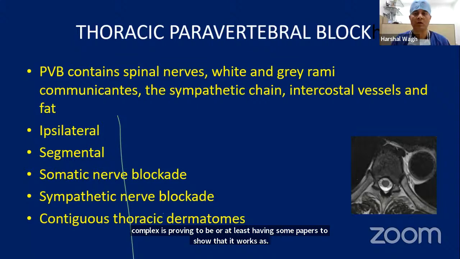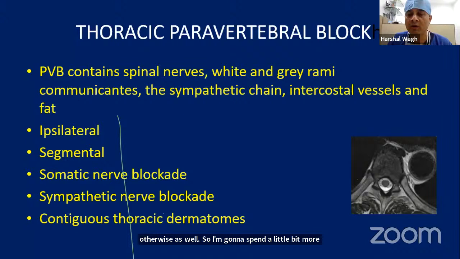So I'm going to spend a little more time on the thoracic paravertebral block, because I think this is an important block for getting thoracic analgesia as well as anesthesia for multiple procedures and, you know, rib fractures.